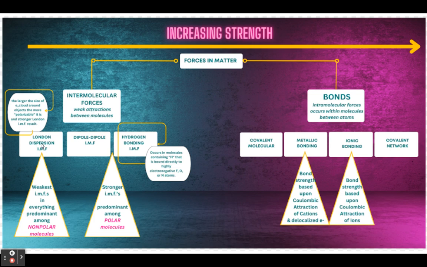There are three types of intermolecular force. The weakest is London dispersion, followed by the mid-strength dipole-dipole, followed by the very specific but very strong hydrogen bonding. Okay, we use intermolecular forces to compare melting temperatures of covalent compounds, and intermolecular forces can be predicted based upon molecular polarity.